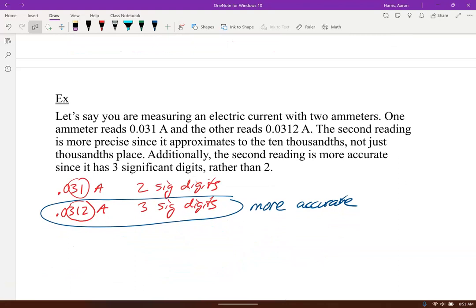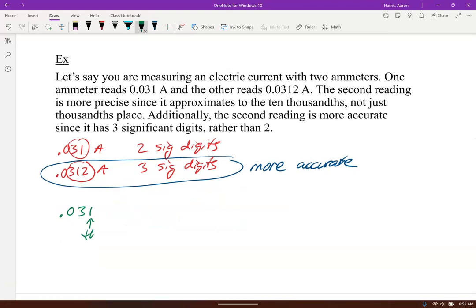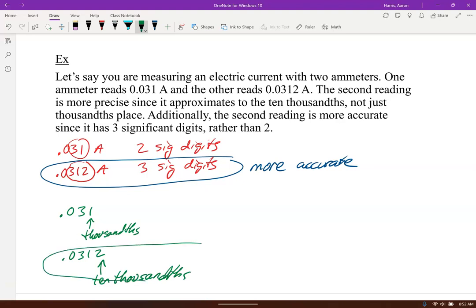Now let's talk about precision. The first one, the last significant digit, is to the 1000th position. The second one is to the 10,000th position. So the second reading is more precise. Not only is it more accurate, it's also more precise.